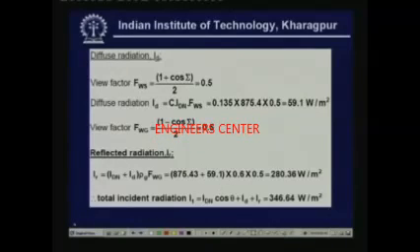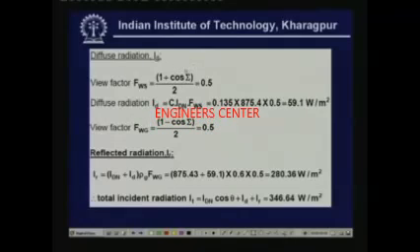Diffuse radiation, for that we have to find out the view factor. View factor is given by (1 + cos ε)/2, and this is 90 degrees. So, you find the view factor is 0.5. Okay, this is for the diffuse radiation.